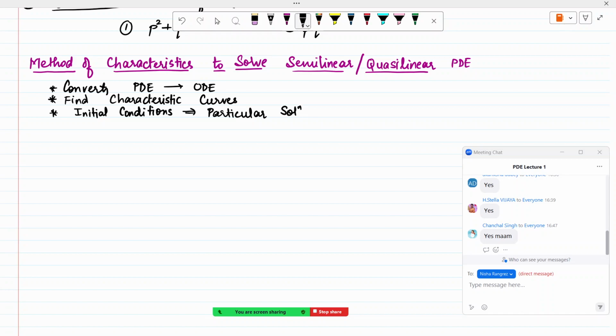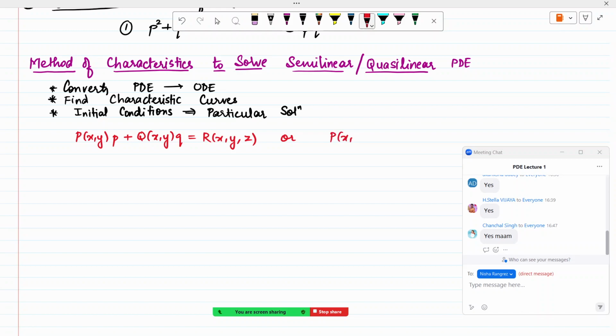Okay. Now, how to begin with this? To begin with this, you will use the characteristic equation. And before I start with that, first let me write down the standard form over here, which we are going to use. So we are going to use p(x,y) times p, q(x,y) times q is equal to a function of x, y, z. This is semilinear, okay?